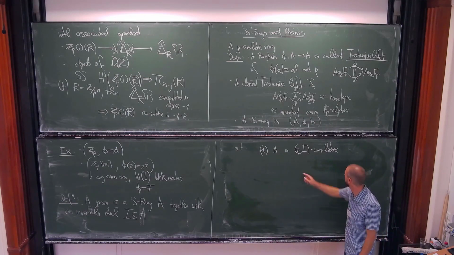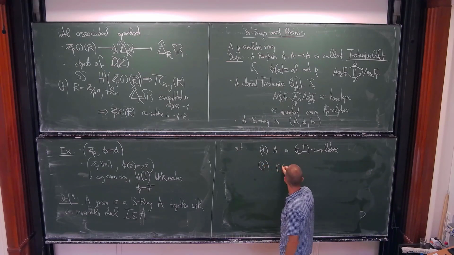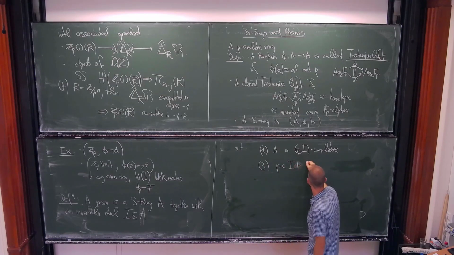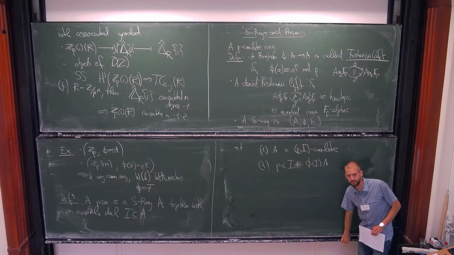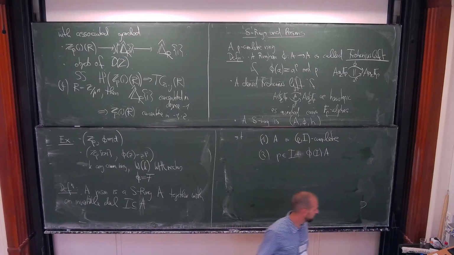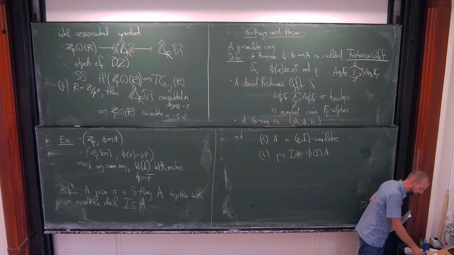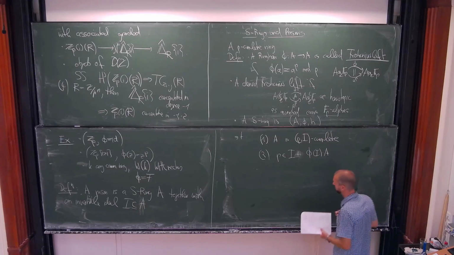Okay, so this is one, and two is the prism condition, and this says that p is actually in I plus phi(I) times A. That's the prism condition. It's kind of magic that this works, and I will try to convince you that it does, but let me first draw the picture that we keep drawing for these prisms.